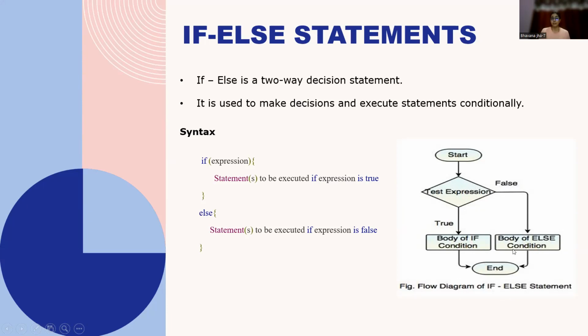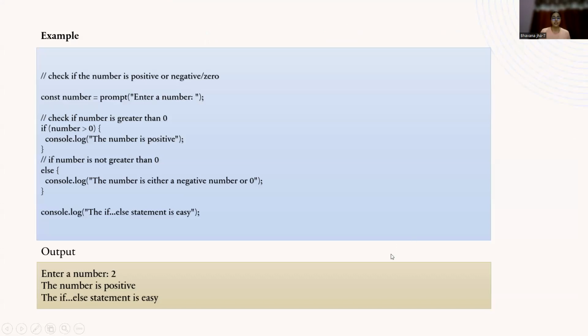So let's move on to the example of the if else statement. Here we check whether the number is positive or negative, or 0. We take an input over here, a number which the user can enter, and check the condition: if the number is greater than 0, then this if block will get executed, and otherwise this else block will get executed. So when we enter a number as 2, our result will be the number is positive. This is how if else conditions work.